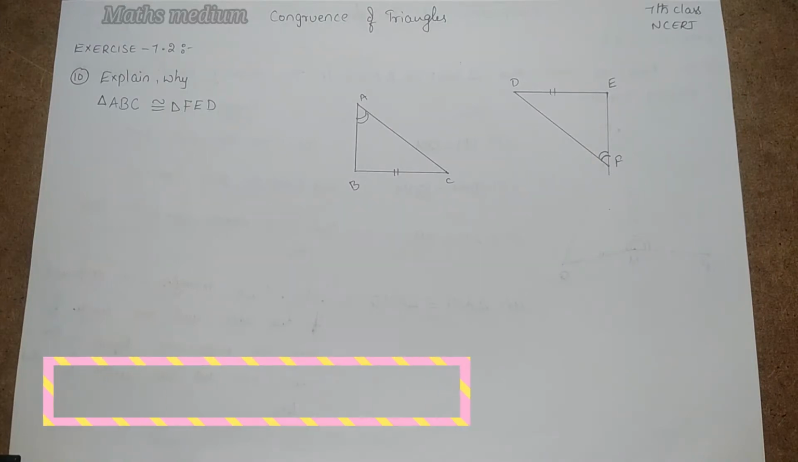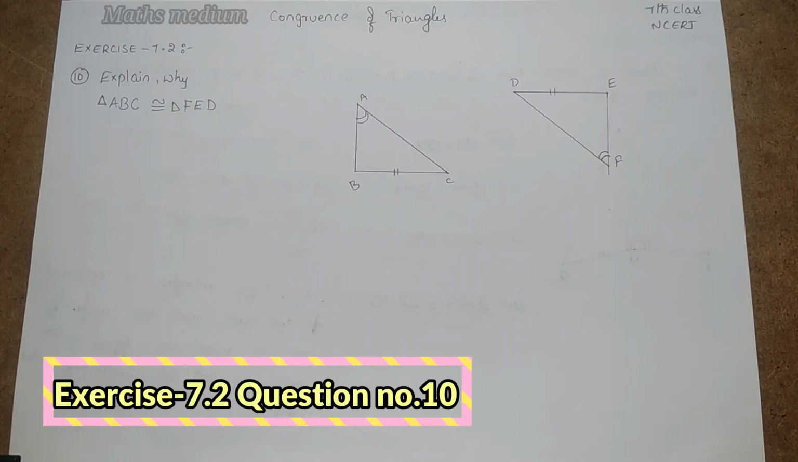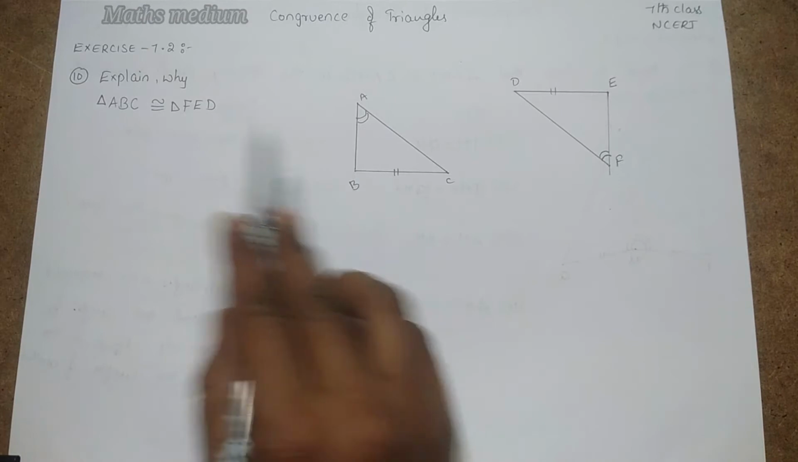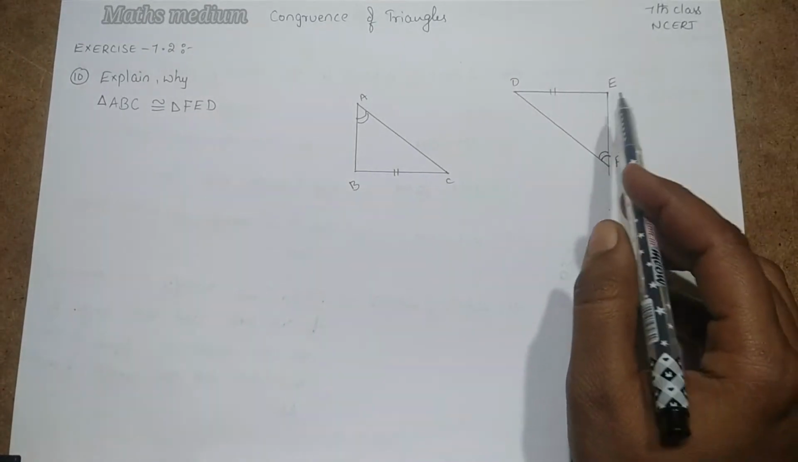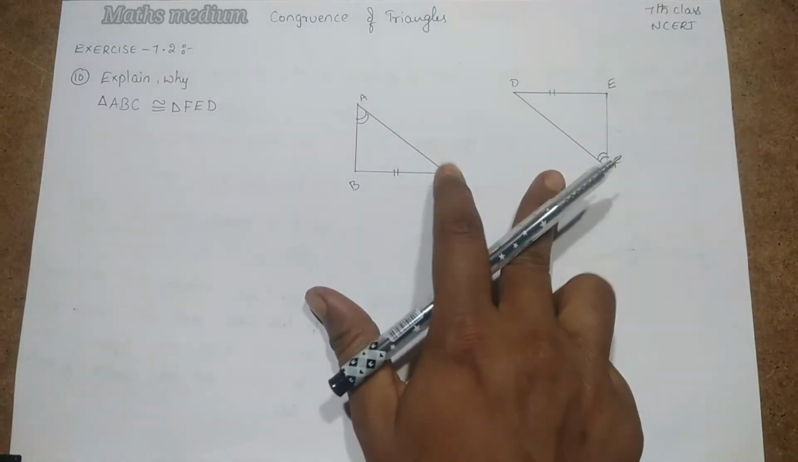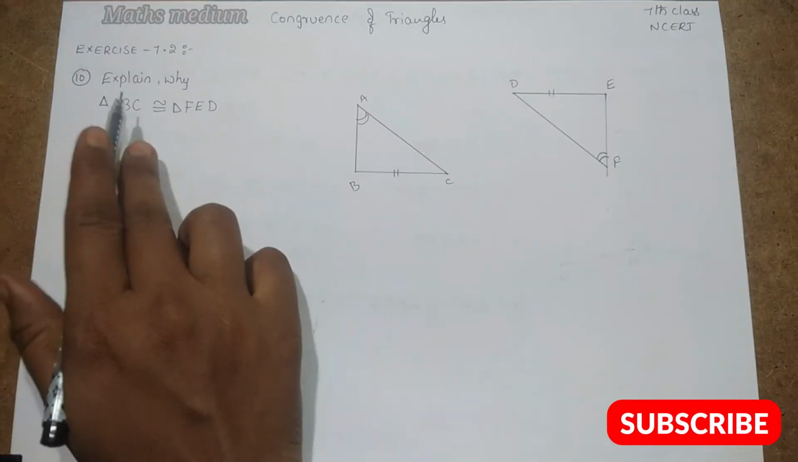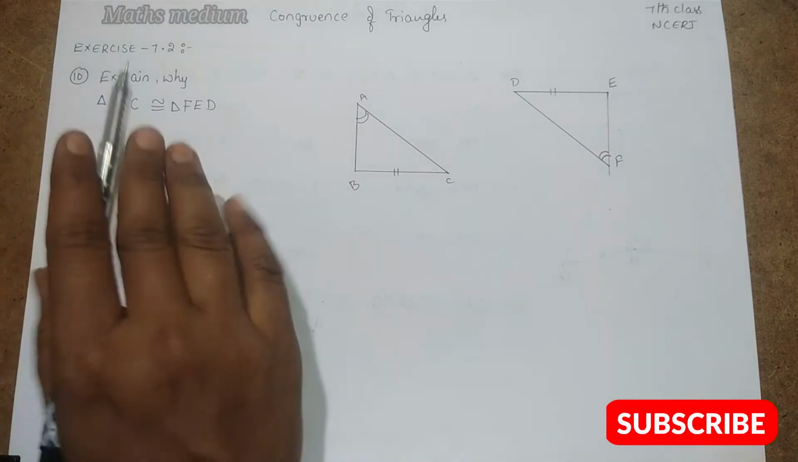Today I came with exercise 7.2 from Congruence of Triangles, 7th class NCERT. Question number 10: Explain why triangle ABC is congruent with triangle FED. These are the two triangles given, and here we have to tell why these two triangles are congruent.